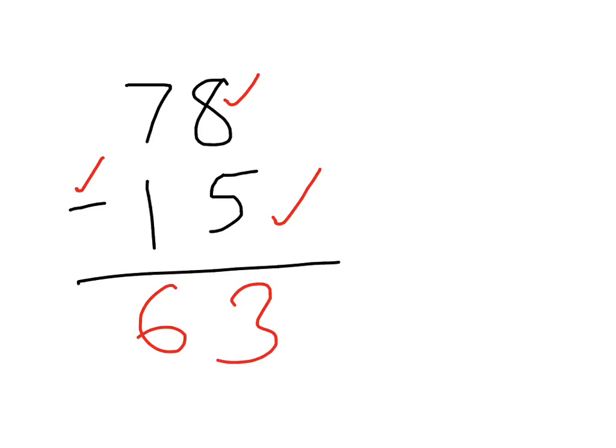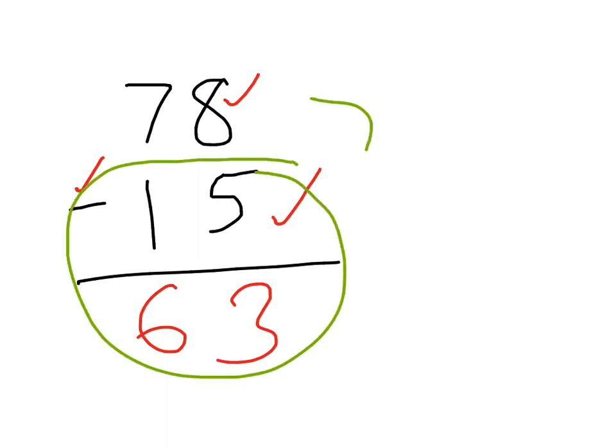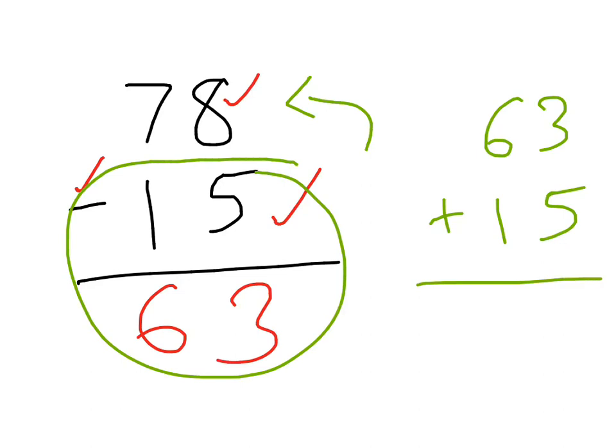And subtraction is the opposite of addition, so we can always check our answer by adding these two together, and we should get back to here. If we don't, then we've done something incorrect. So let's check 63 plus 15, and we know from the previous video 5 plus 3 is 8, 6 plus 1 is 7, and we can see they're the same, so our answer must be correct.